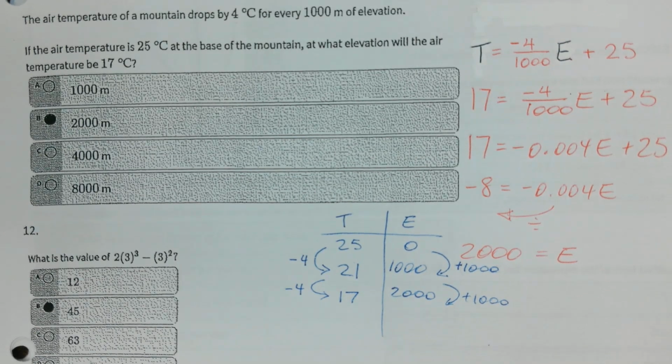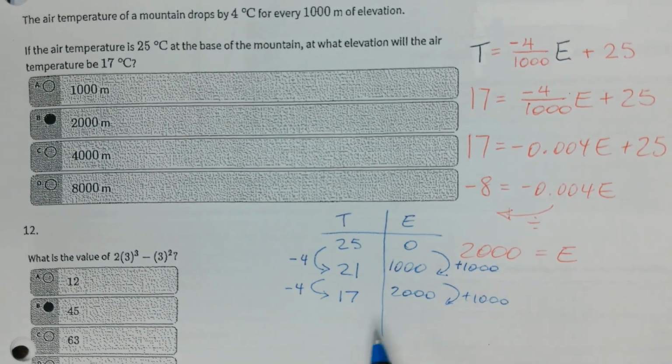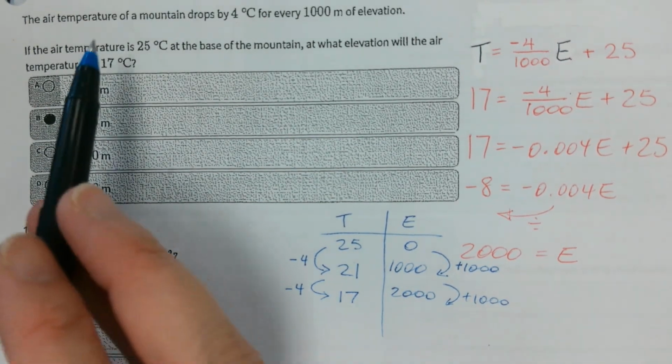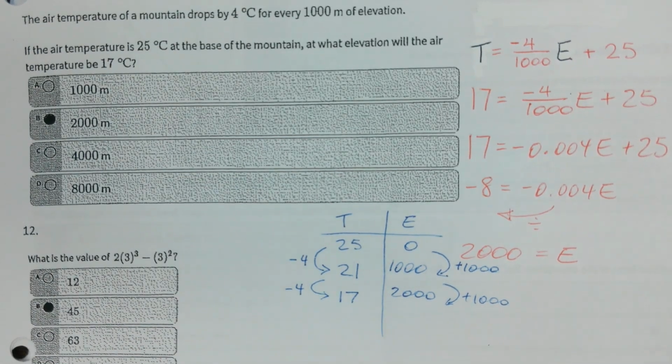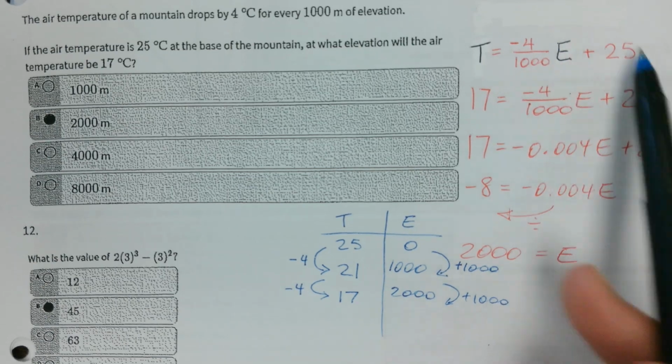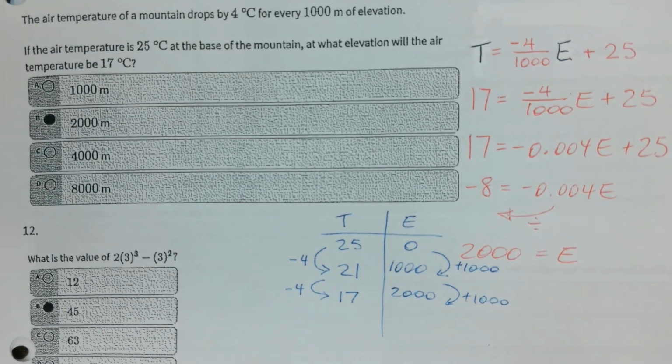So easy. Both ways work. This one was easy because they gave you 17, so it only took 2 rows. If they ask when would the temperature be like negative 50, then obviously the equation would be the better option. So both methods work.